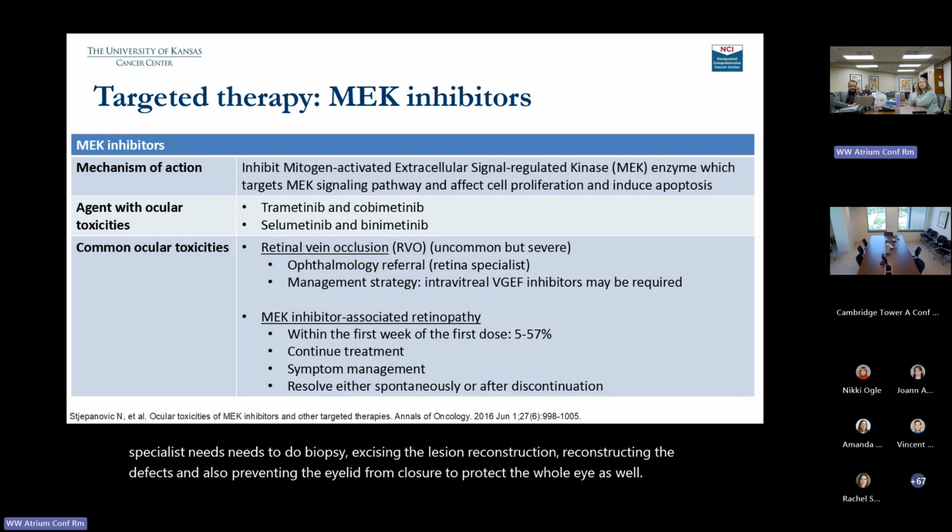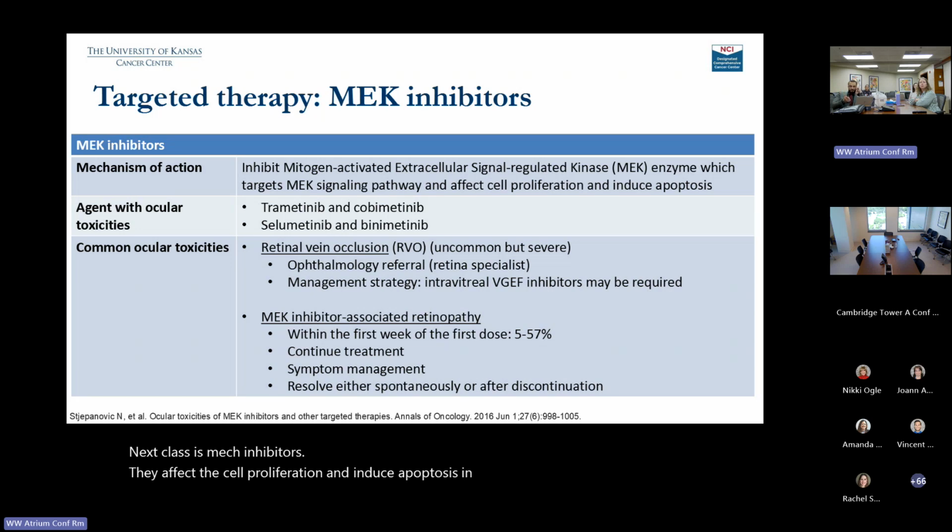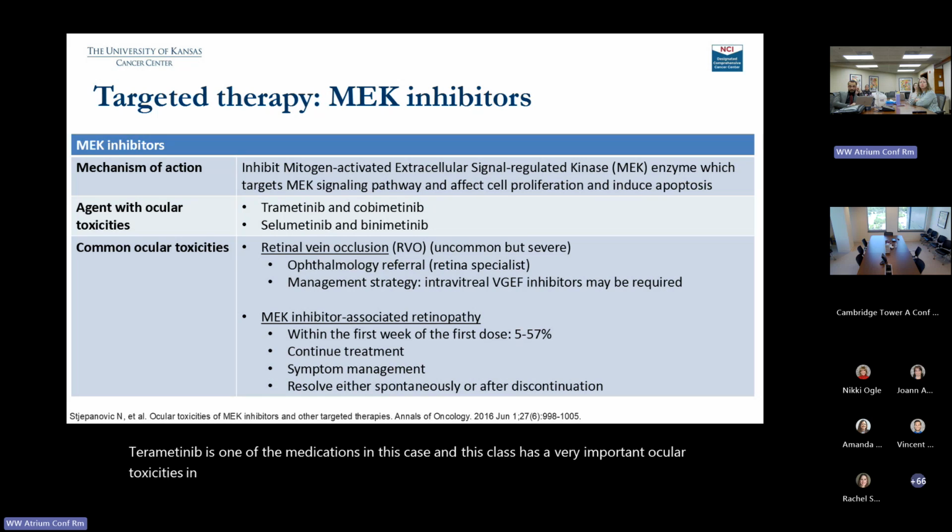Next class is MEK inhibitors. They affect cell proliferation and induce apoptosis in the tumor cells. Trametinib is one of the medications in this case. And this class has very important ocular toxicities in the retina compartment.